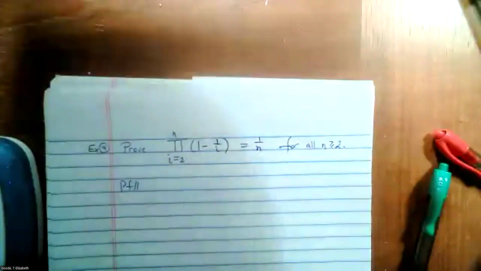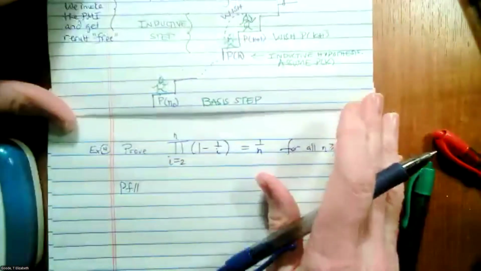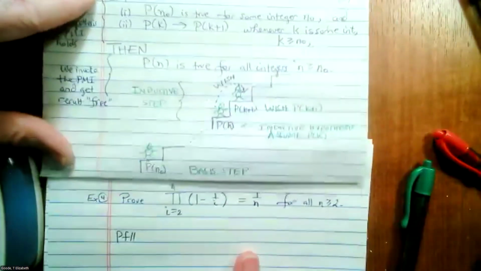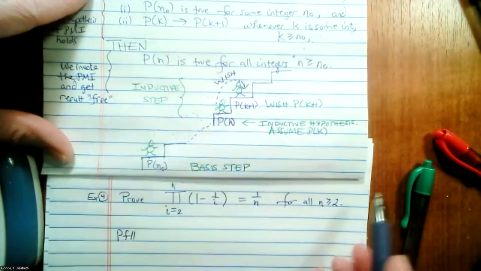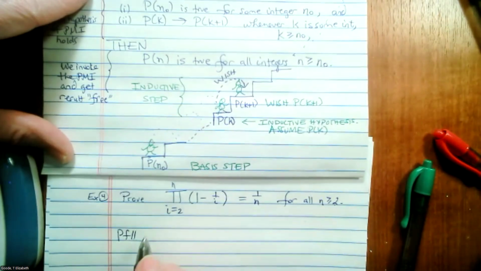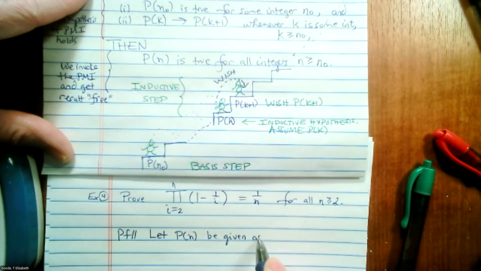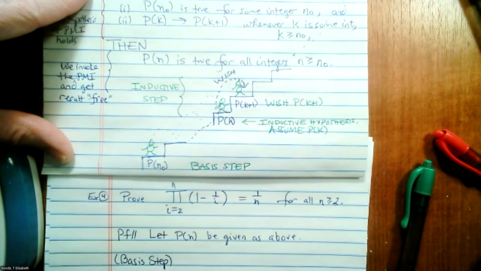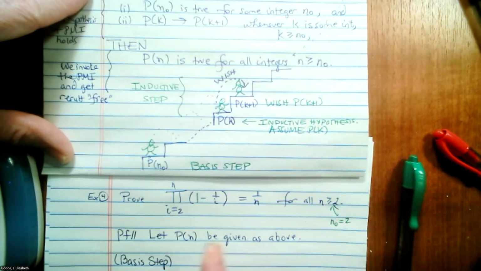now that we've got the statement in, let's just take a look at what we need to do. Let's look at the principle. It says, hey, we've got to prove that the statement is true at the lowest level value. Well, n naught is 2. So we're just going to first say let P of n be given as above because we don't want to rewrite it. And now we're going to work on our basis step. And we're told, hey, n naught is 2. So we're going to let n naught equal 2.